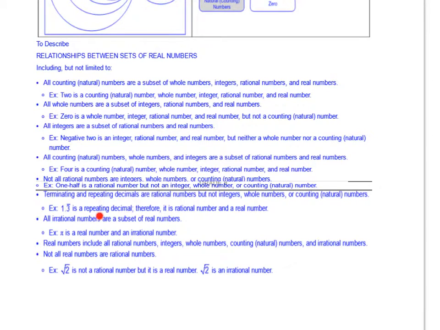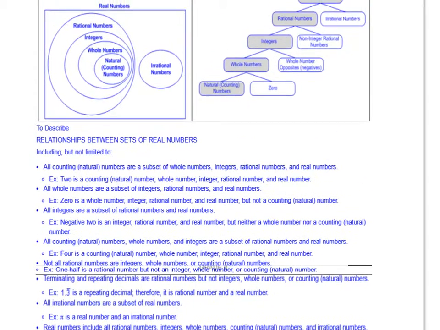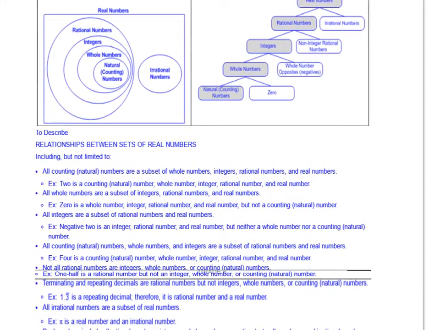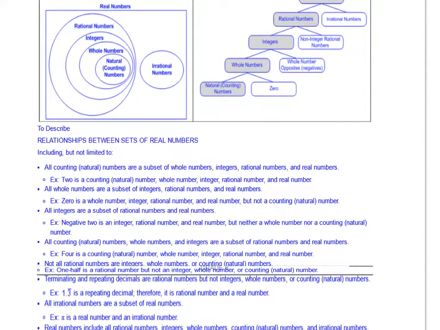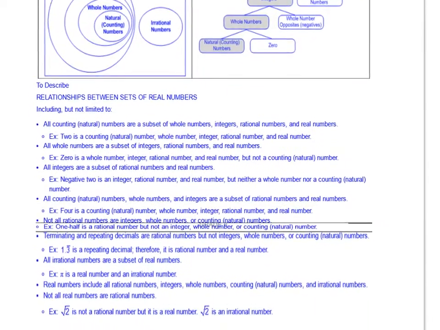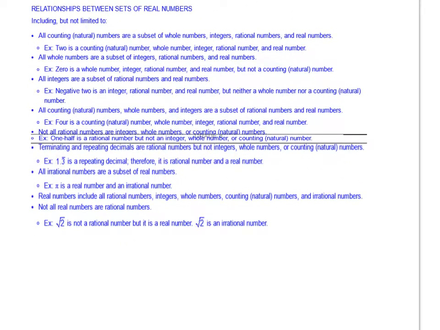All irrational numbers now are a subset of real numbers. That's it. Let's go back and make sure you see this. All irrational numbers are a subset of real numbers, but do not belong to any of these. Okay. Example, pi is a real number and it's irrational.